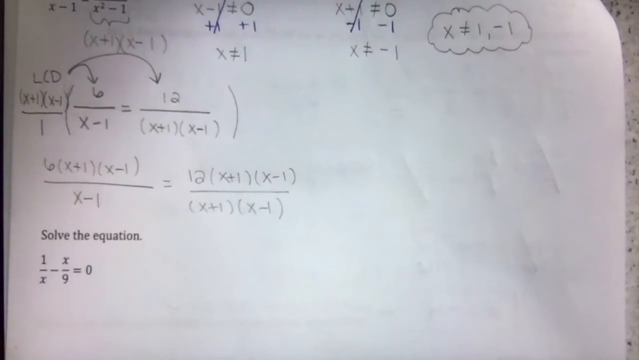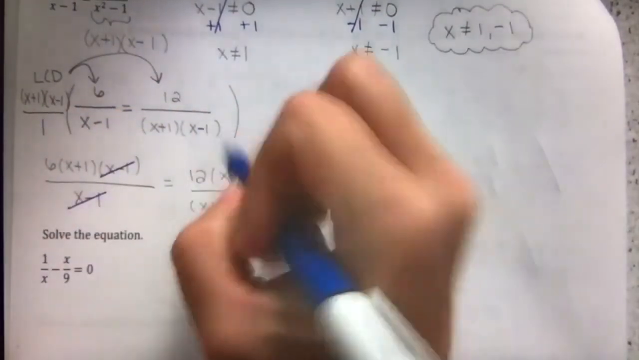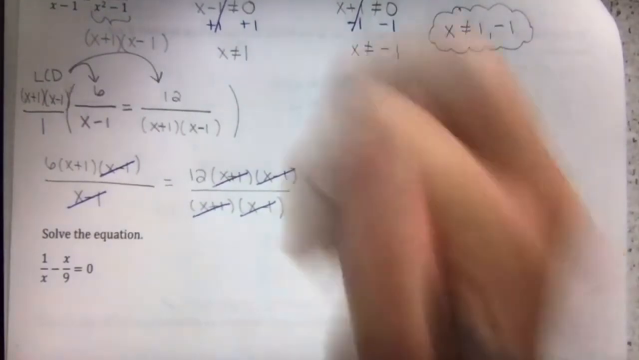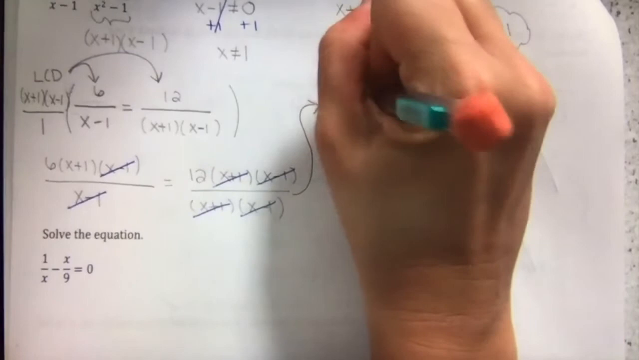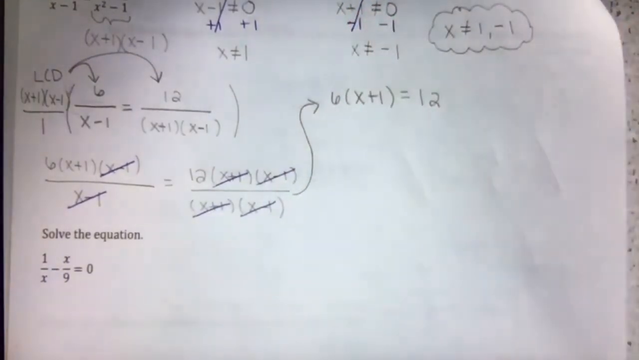So now whenever we simplify, our fraction should go away. So x minus 1's cancel out in our first fraction, x plus 1 and x minus 1 cancel out in our second fraction. That means we are left over with 6 times x plus 1 equals 12. We simplified and our fractions went away, which is what we wanted. If your fractions do not go away, that means you have the wrong LCD. Go back and check your work.